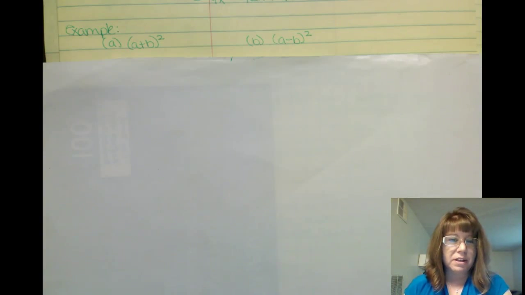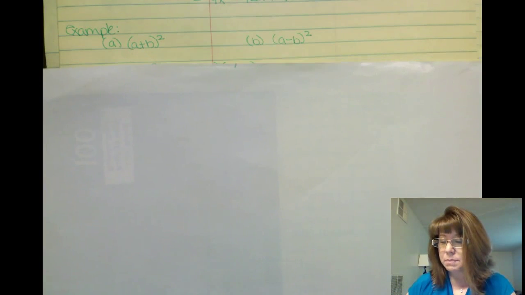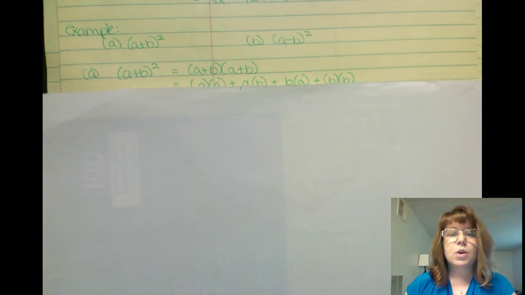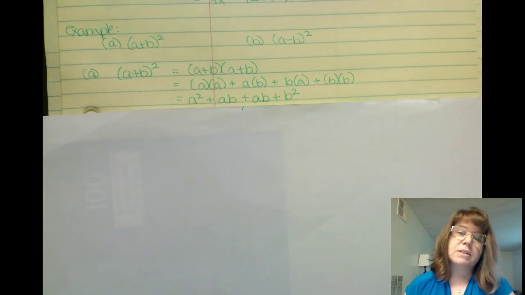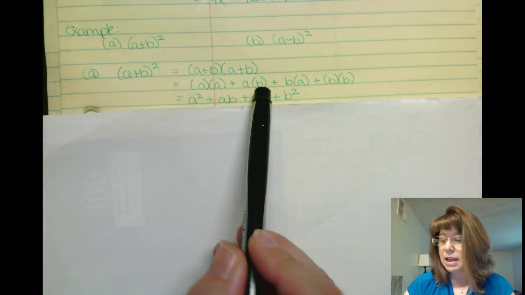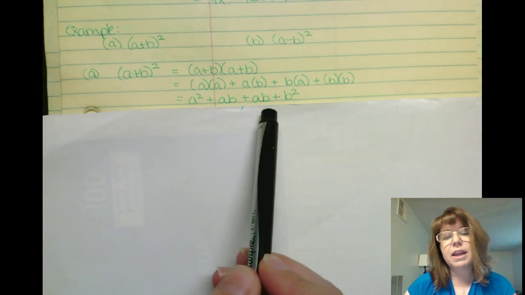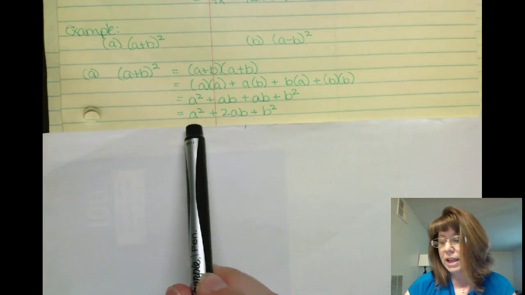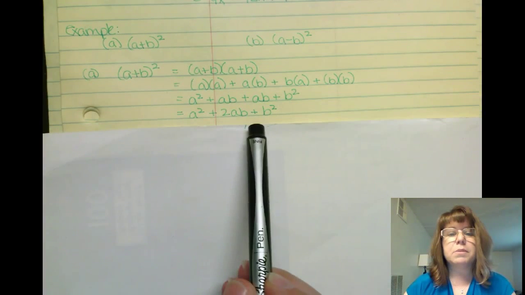Just want to run through a couple of examples with this. A plus b, that quantity squared, as well as a minus b quantity squared. So for a plus b, again, that's going to be a plus b times the quantity a plus b. We can use our FOIL method, and then we reorder, because in multiplication we can go in any order. So this a times b and b times a, I'm just going to write as ab plus ab. And then we get down to a squared plus 2ab plus b squared.